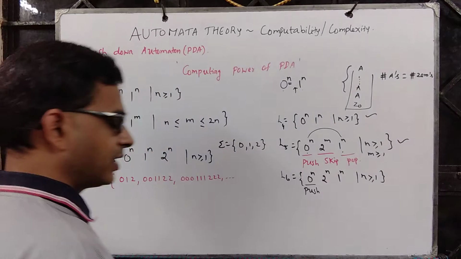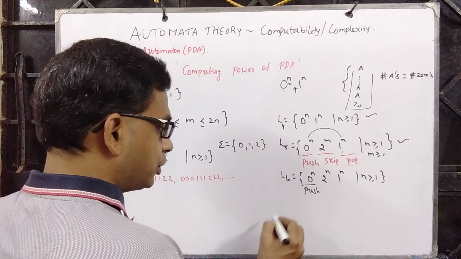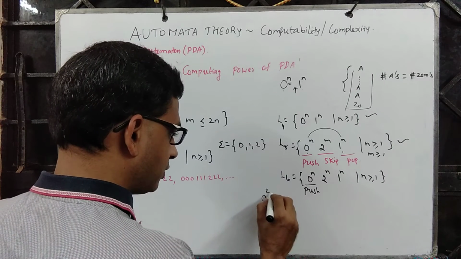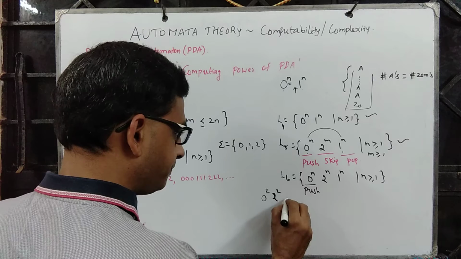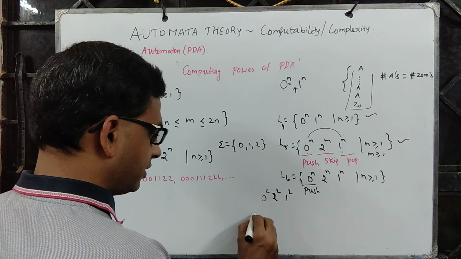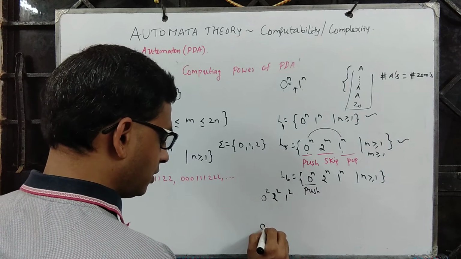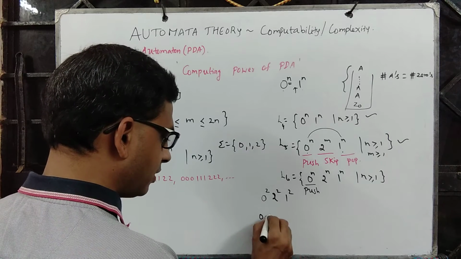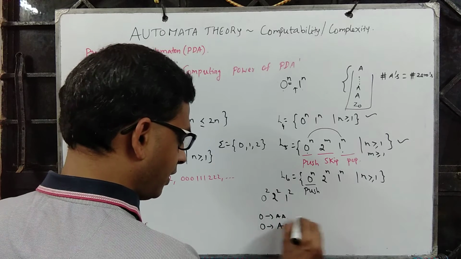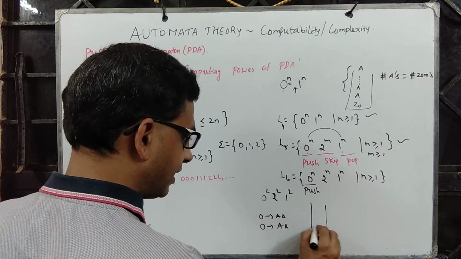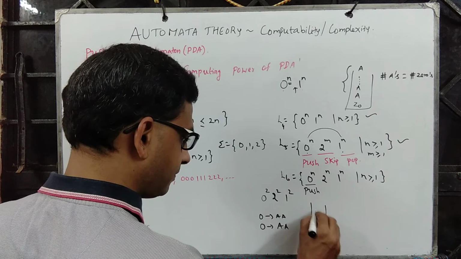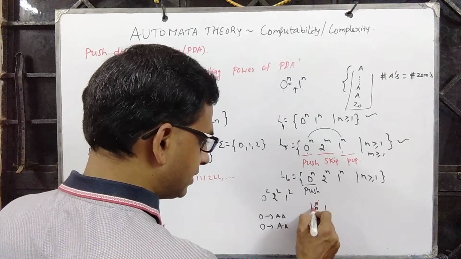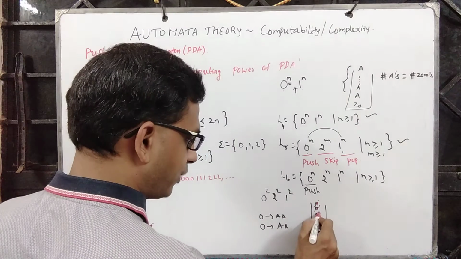And one may ask, can I push 2 A's? For example, say 0 square, 2 square and 1 square. So the idea is when I read a 0, for this 0 I push 2 A's. For the next 0, another 2 A's. Okay, so which means the stack contains 4 A's. Now when you start reading 2, you pop this. Then when you start reading 1, you pop this.